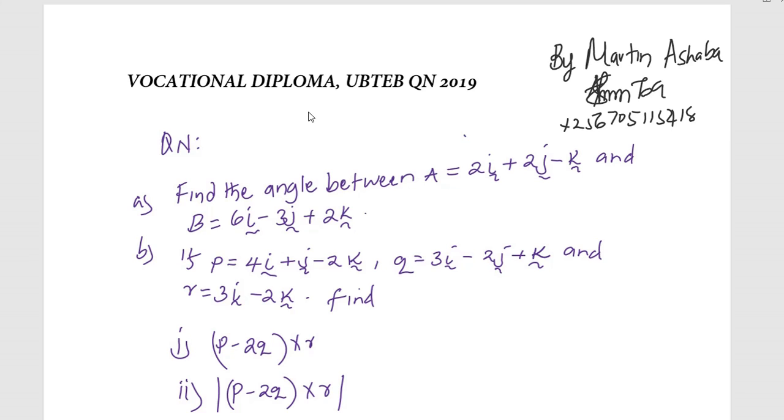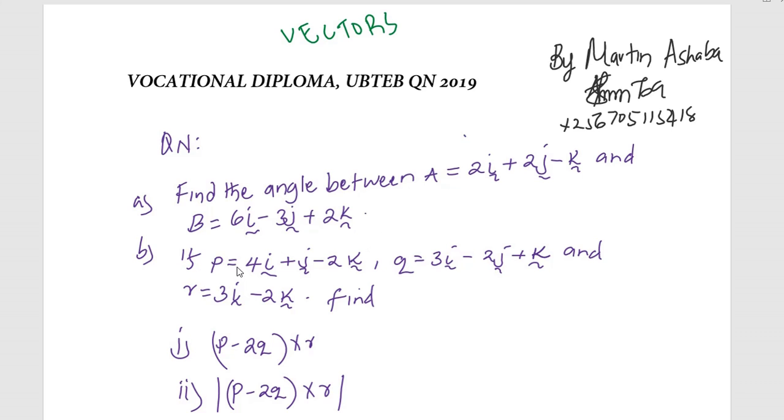In this discussion we are going to discuss vectors. Now, the guiding question says find the angle between vector A equal to 2i plus 2j minus k and vector B equal to 6i minus 3j plus 2k.